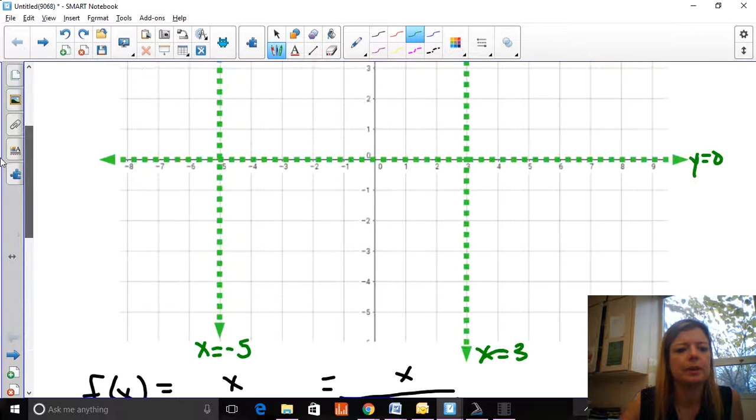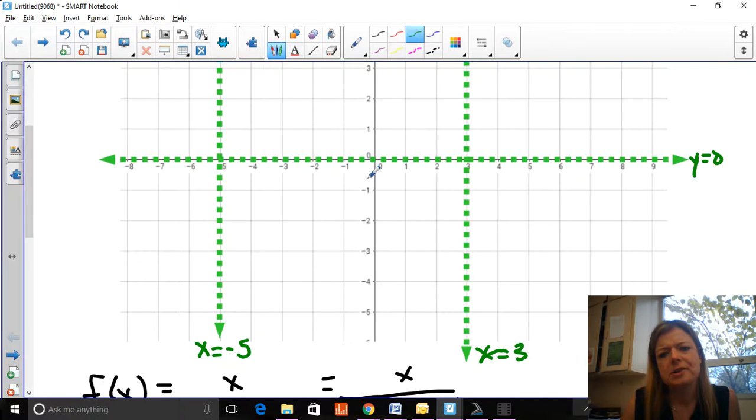Okay, so let me go up and plot that point. Oh, I can't. Why not? Because there's an asymptote at 0. Okay, but actually, yes, I can. So you might all of a sudden look at this and be like, oh no, I can't do it. Remember that horizontal asymptotes can be passed through.